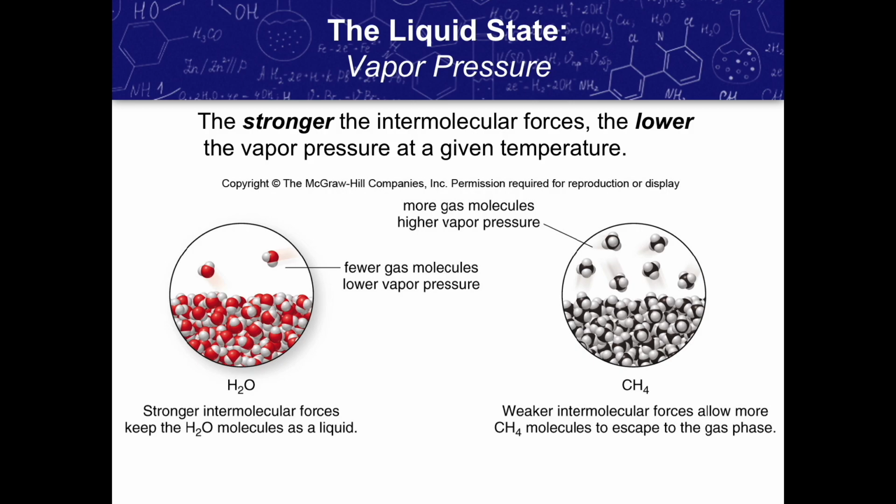So, in this illustration, previously we learned that water has a higher boiling point than methane because water can hydrogen bond while methane cannot. So at any given temperature, water has a lower vapor pressure because its molecules are held more tightly and remain in the liquid phase.